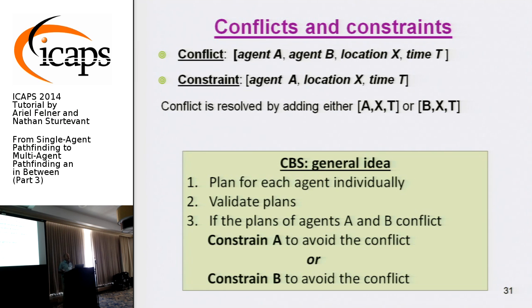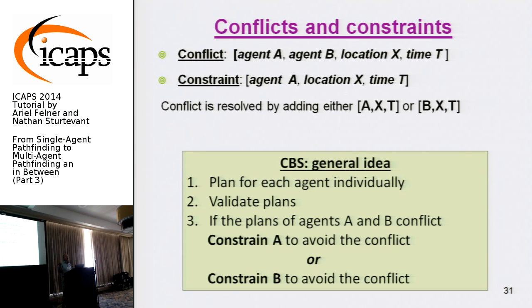A constraint is that I'm telling an agent, for agent A, do not be at location X at time T. So if I have a conflict, which means I see two agents at the same location at the same time, then I can resolve it by adding constraints. Either I tell agent A, you are not allowed to be at location X at time T, or I can tell it to the other agent, agent B.